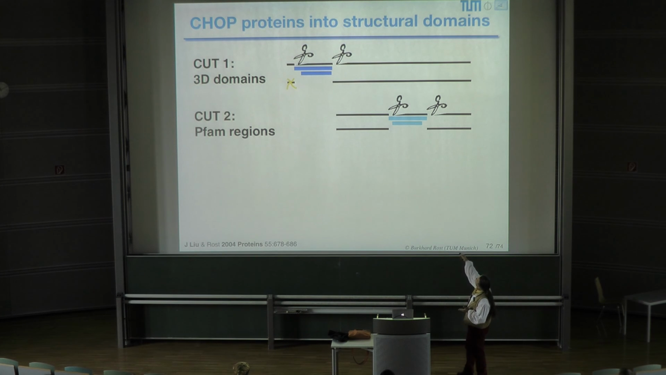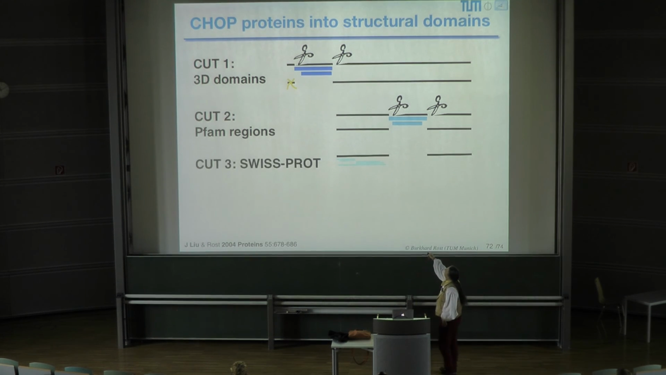So I run the remainder of my protein here against PFAM. Let's assume that I find a PFAM region like this, I cut again. In this particular case, that one here would be left, that one.